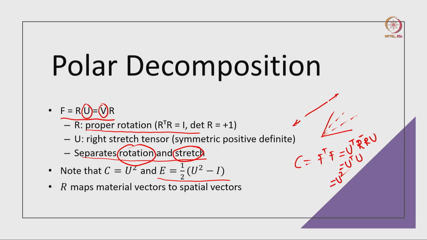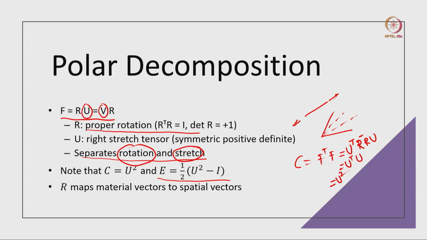Recall here that in this particular case F maps a material vector to a spatial vector, right. So see what happens to RU. U maps a material vector to a material vector, that material vector is input to R, which maps that material vector to a spatial vector. So R essentially is a material to spatial vector transformation, okay.